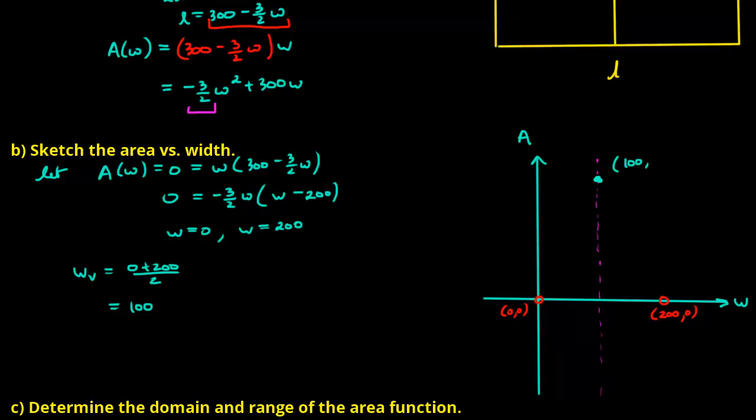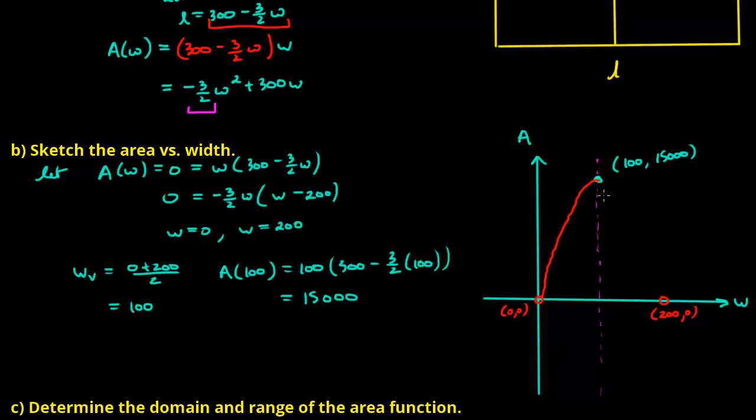Now, to get the a value of my vertex, I can just plug in 100 into my function. So a of 100 is equal to 100 times 300 minus 3 over 2 times 100. And if you do that on your calculator, you should find that a of 100 is equal to 15,000. So this point is 100, comma, 15,000. So my last step is just to draw a smooth curve through these 3 points. And try your best to make it nice, smooth, and symmetrical. Let me retry that. So that's essentially what the sketch of the area versus width would look like.